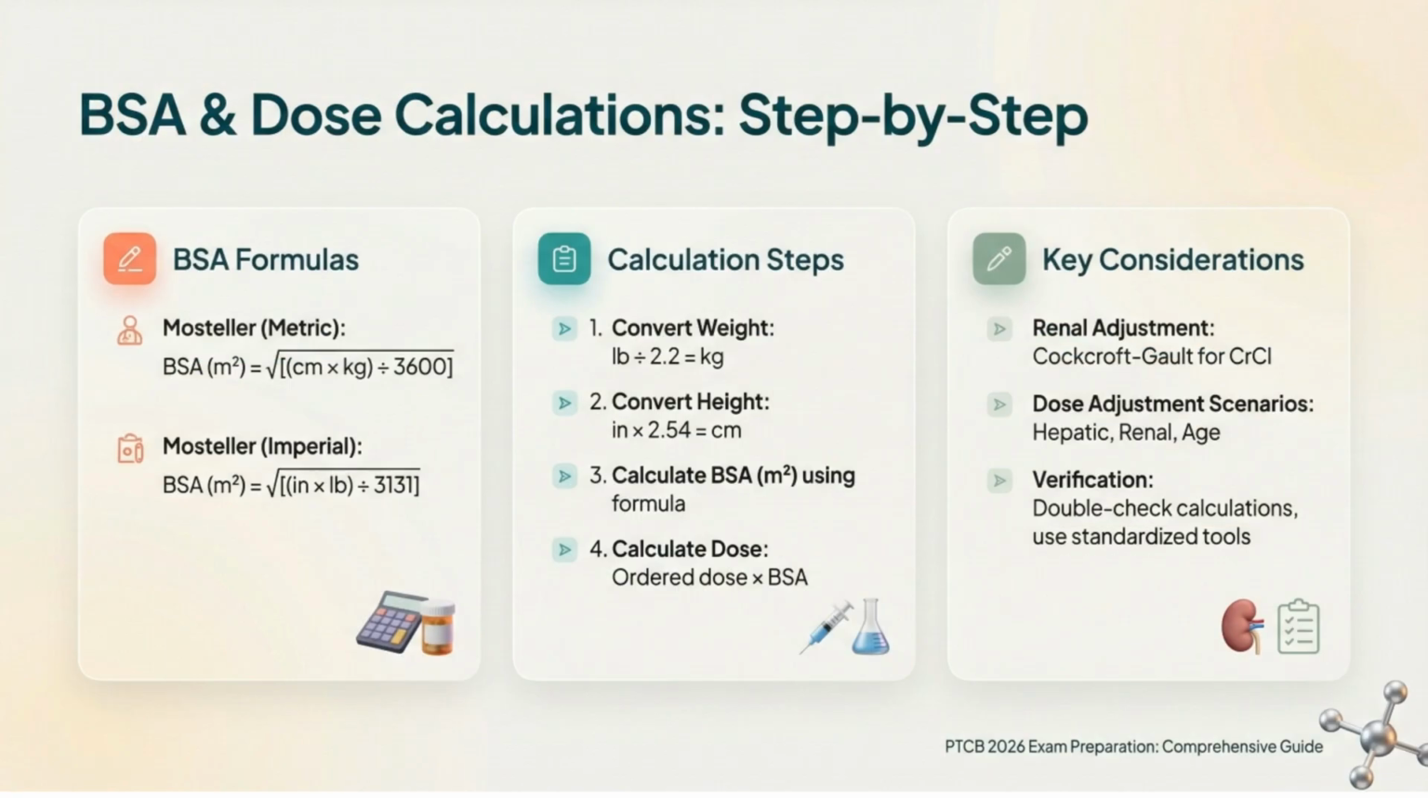Review BSA and dose calculations step by step. Know the Mosteller formulas for both metric and imperial units. The steps include converting weight and height, calculating BSA, and then calculating the ordered dose. Key considerations include renal adjustment using Cockcroft-Gault and verifying all calculations.